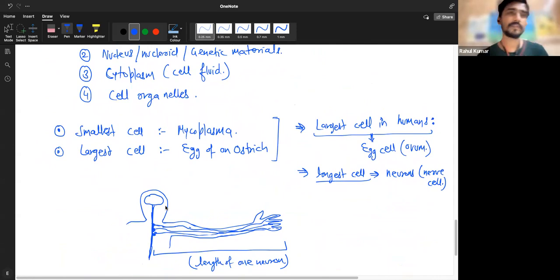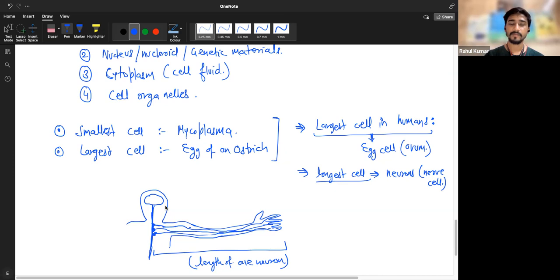Actually, in the human body, the smallest kinds of cells are those which are present in the inner layers of any organ, like kidney or ovaries or testes. Inside those there are very, very small cells which have a lot of different functions.